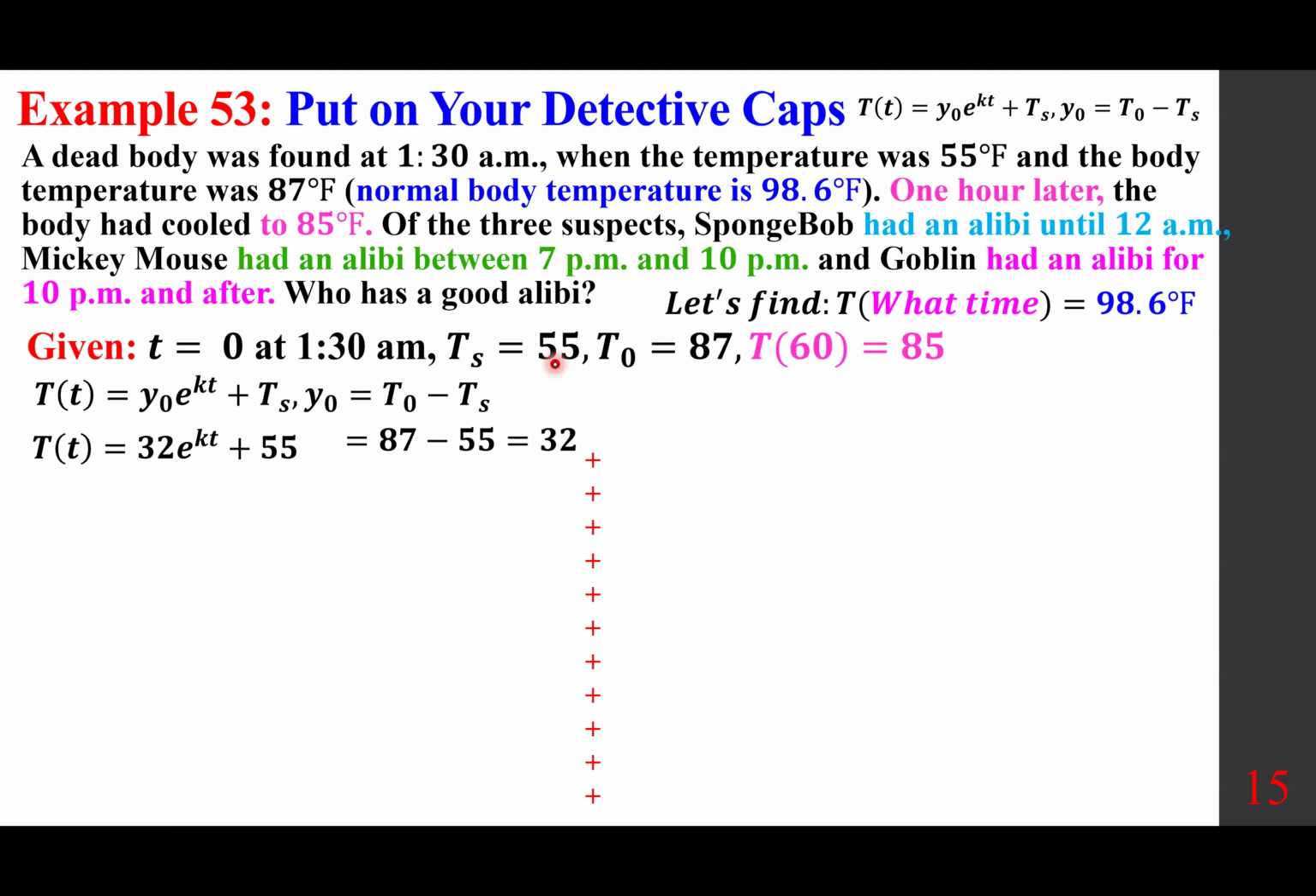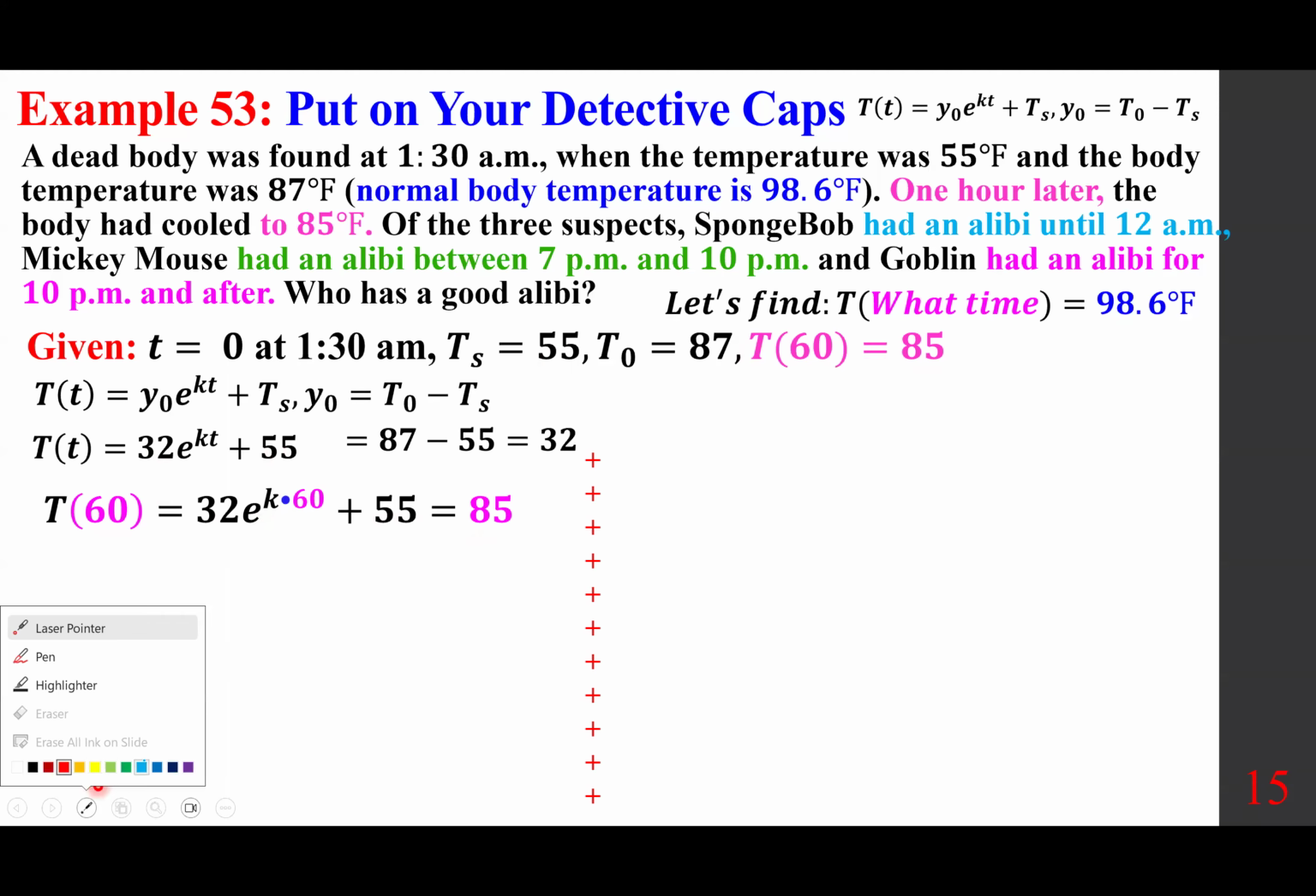As you can see, most everything is in good shape. What is missing in action is k. We need to find the k. T of 60 equals 85 will help us find the k. So T of 60, that means 32 e to the power of k times 60 plus 55 must be 85. So the first thing we do, we subtract 55 from both sides, and we get 32 e to the power of k times 60 is 30.